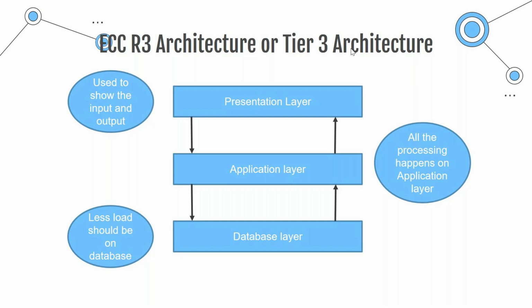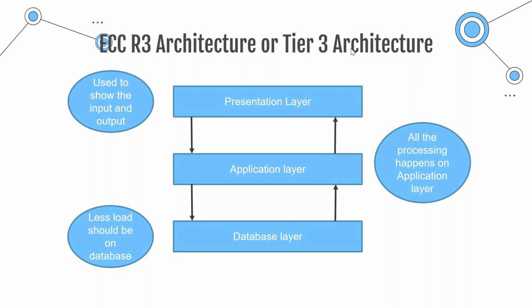I'll repeat. Whenever you give any input, that input will be sent to your application layer. It will be processed in the application layer. Then a database call will happen to extract the data from the database to the application layer, and from the application layer the final output will be sent to the presentation layer. The user or client will be able to see the output on the presentation layer. So basically this is how your complete architecture will work.